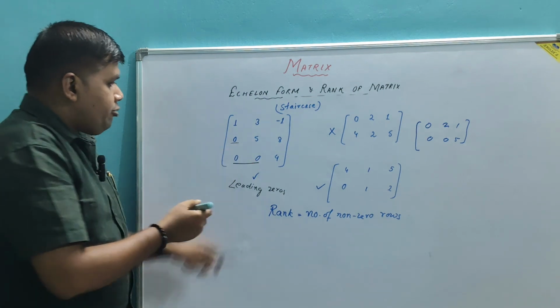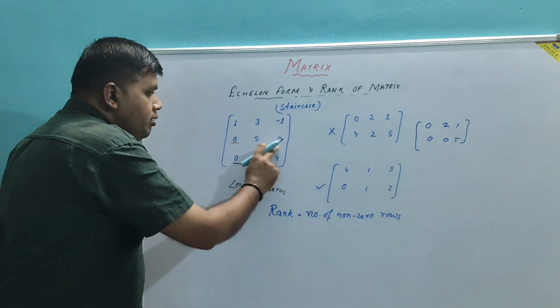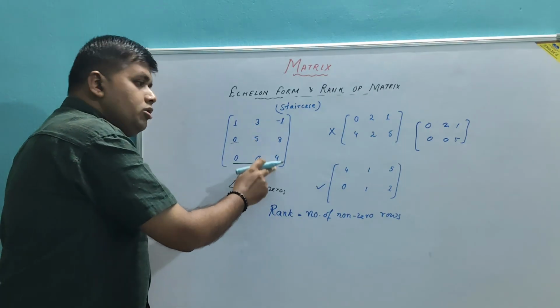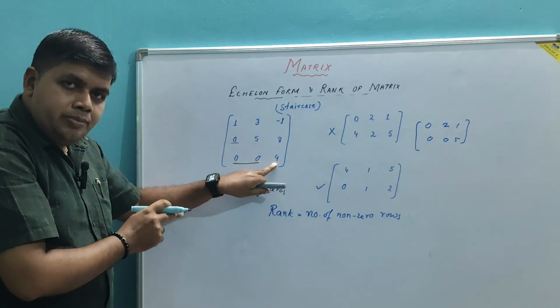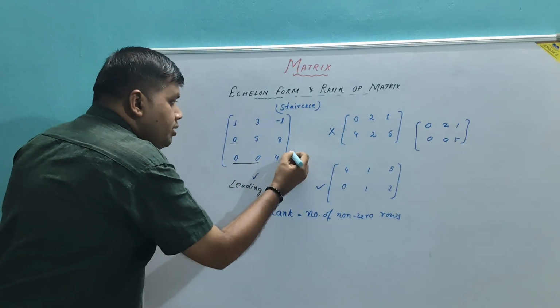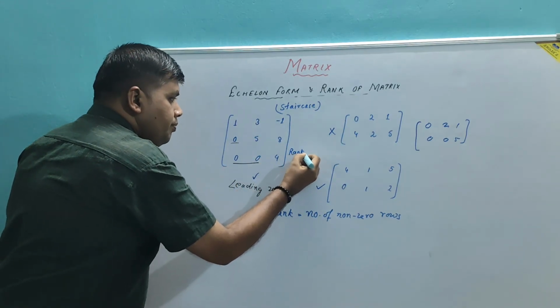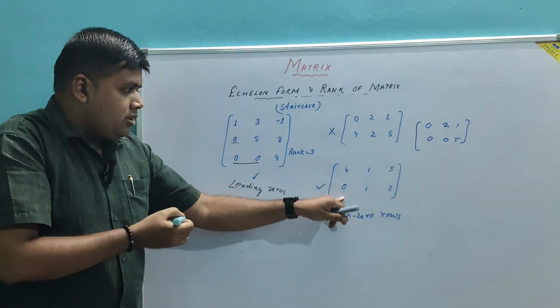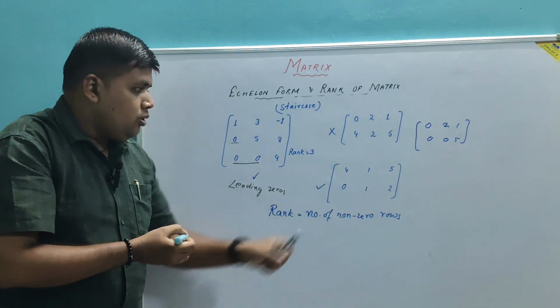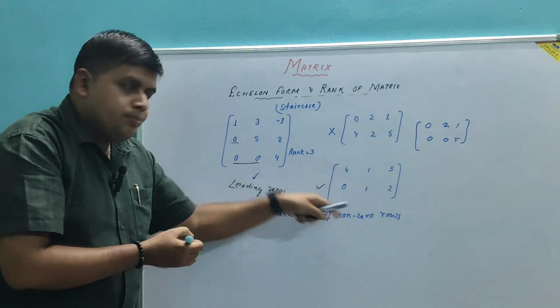For example, in this matrix, how many rows are there? There are 3 rows and all of them are non-zero, because non-zero elements are there. So its rank is 3. If we consider this matrix, its rank will be 2 because there are 2 non-zero rows.